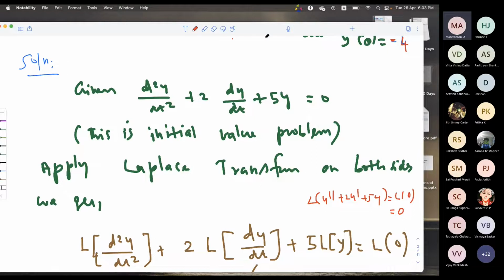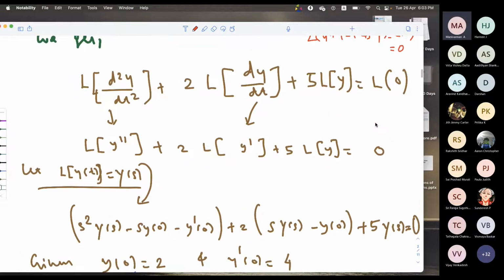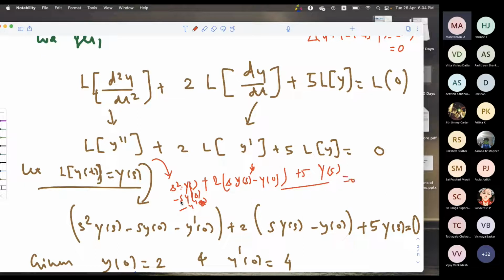So L of y double dash plus 2 into L of y dash plus 5 into L of y. Now L of y can be replaced by y of s. L of y dash is s into y of s minus y of 0, and L of y double dash is s squared y of s minus s into y of 0 minus y derivative of 0. Using this, 2 is the constant multiplying the second term and 5 multiplies the third, equals 0. This is the equation.